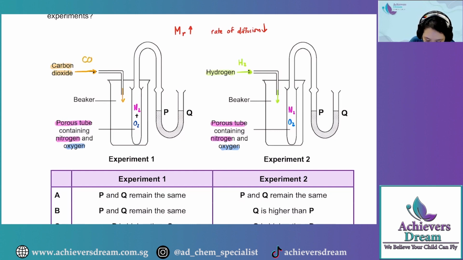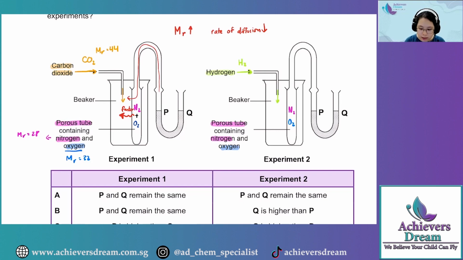Because carbon dioxide has an Mr of 44, which is heavier compared to the Mr of nitrogen, which is 28, and oxygen, which is 32. So what happens is that the nitrogen and oxygen will diffuse out faster than the carbon dioxide can diffuse into the pot. So overall, the gas inside this tube will move out of the porous pot.